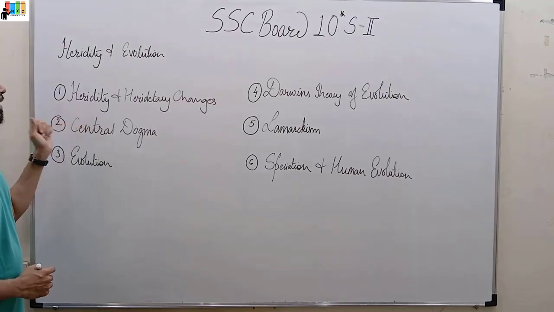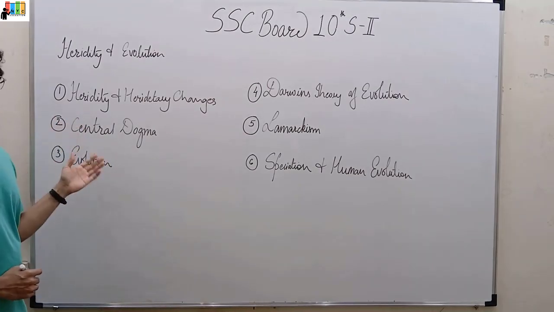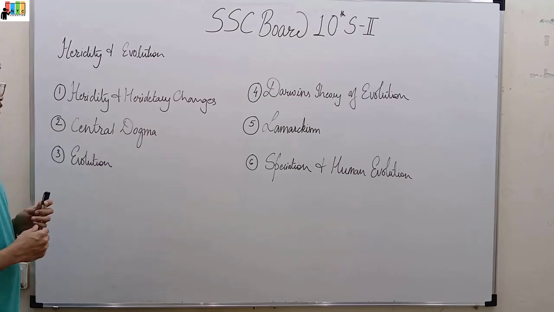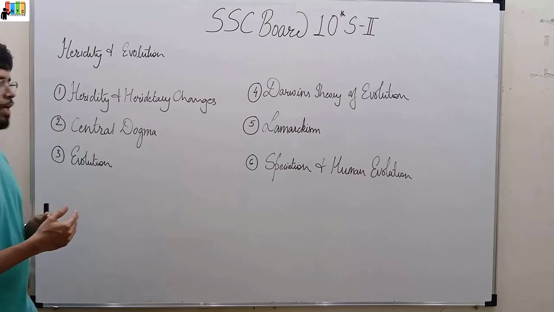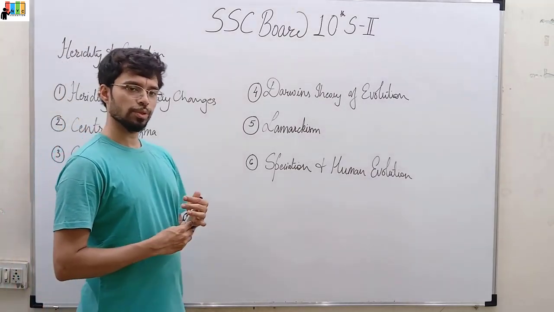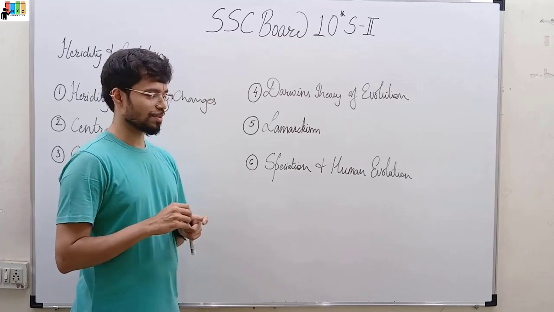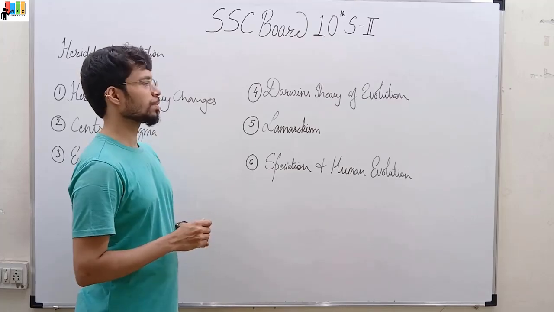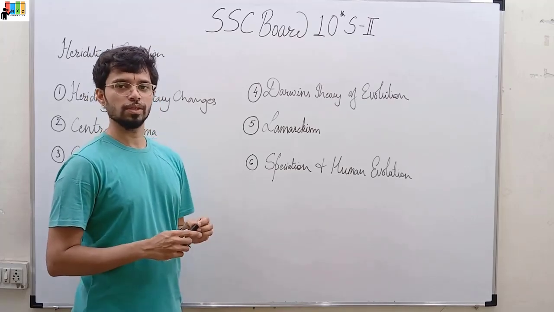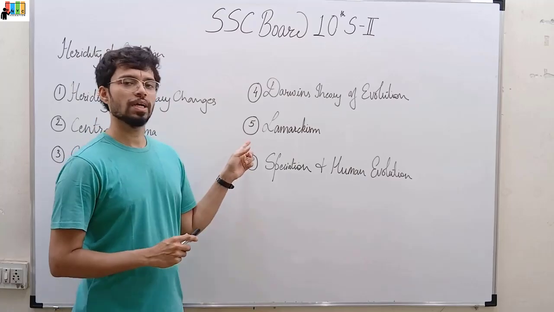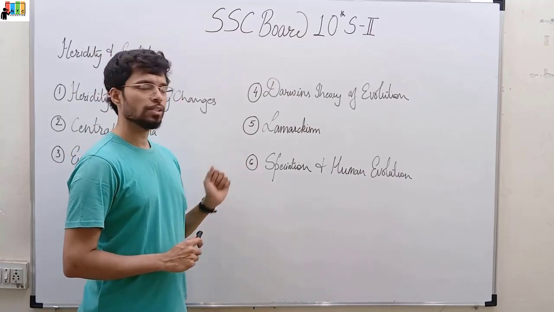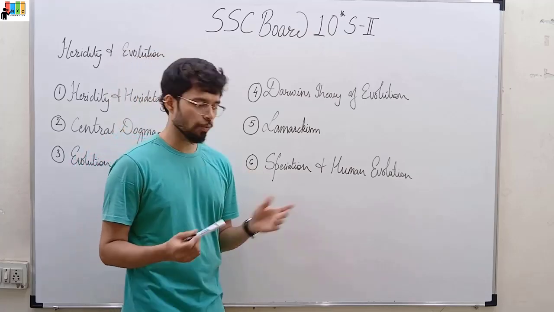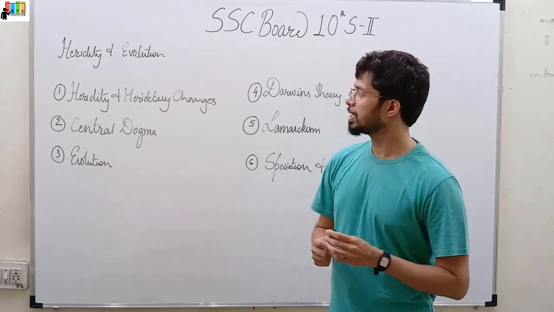So first is heredity and hereditary changes. Then the central dogma, which is nothing but your replication, transcription, and translation, and then evolution, of course. And after that, the fourth point is the very famous point, which is most revered and feared as well by you biology students, the Darwinism or the Darwinian theory of evolution. After that, we'll be studying Lamarckism, and the last concept in your chapter is about speciation and the human evolution, like how we as humans evolved. So let us see them one by one.